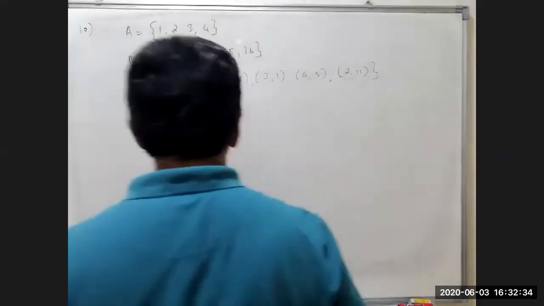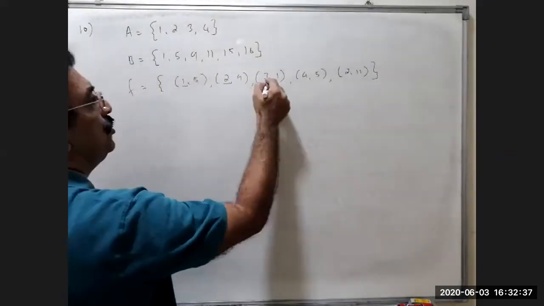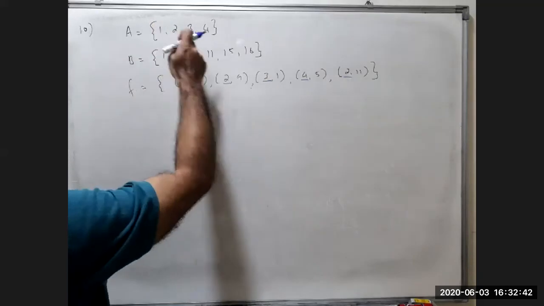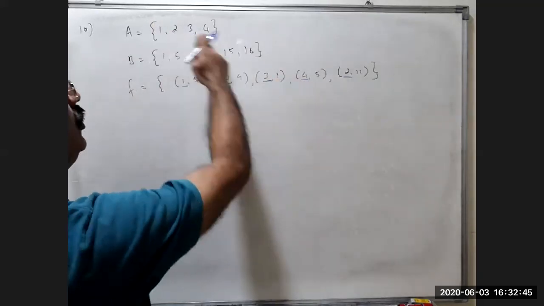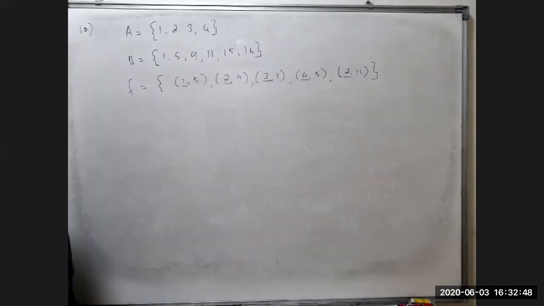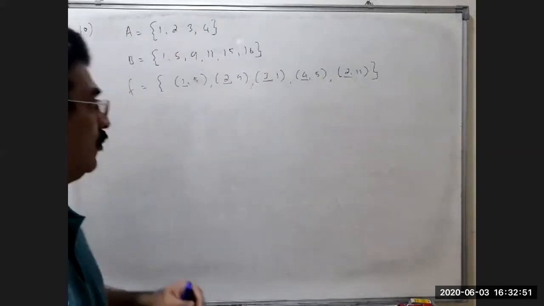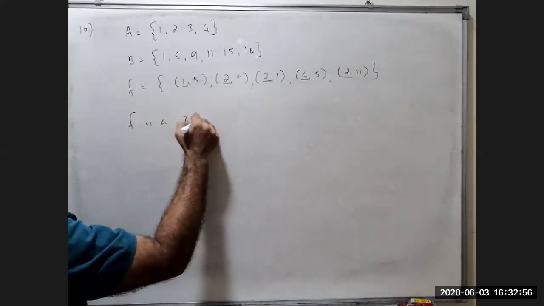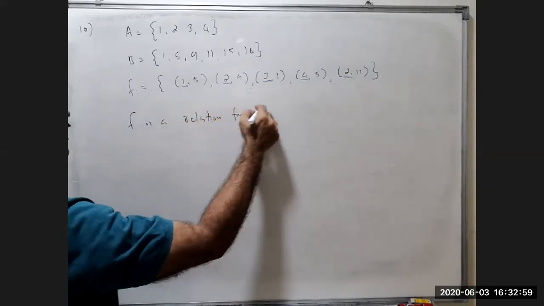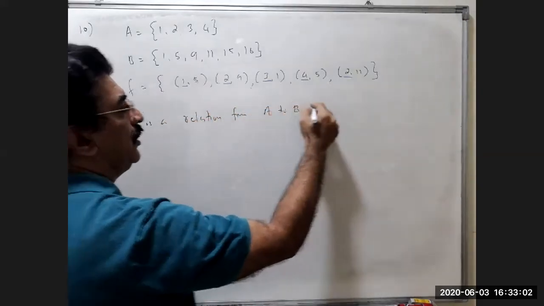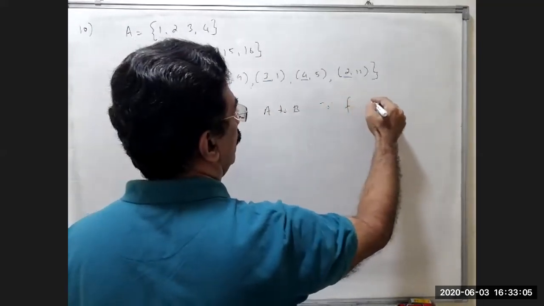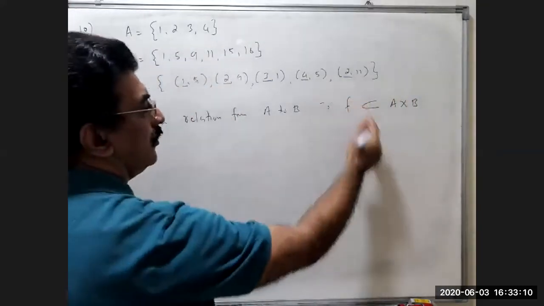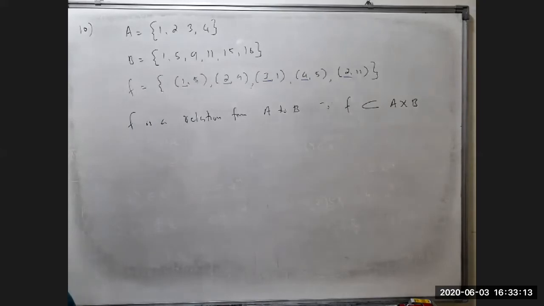See the first numbers 1, 2, 3, 4, 2. Are they taken from the first set? 1 is there, 2 is there, 3 is there, 4 is there. Yes. So F is a relation from A to B, since F is a subset of A cross B. A relation is a subset of A cross B.